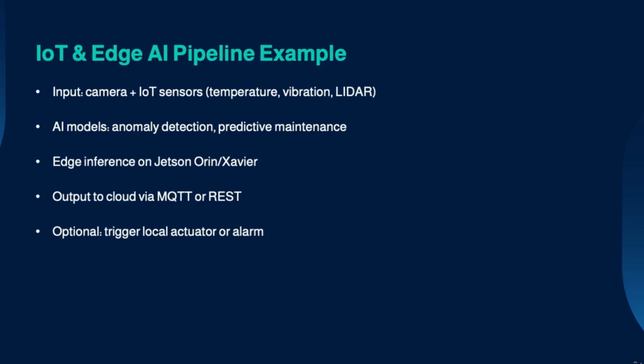For IoT and Edge AI, you might combine a camera feed with IoT sensor data, like temperature, vibration, or LiDAR scans. An anomaly detection model could monitor for unusual patterns, while a predictive maintenance model flags potential equipment failures. On-site processing can run on Jetson Orin or Xavier devices for low-latency inference without relying on the cloud. Results can be sent to cloud systems via MQTT or REST APIs, or trigger local actions like shutting down a machine or sounding an alarm.